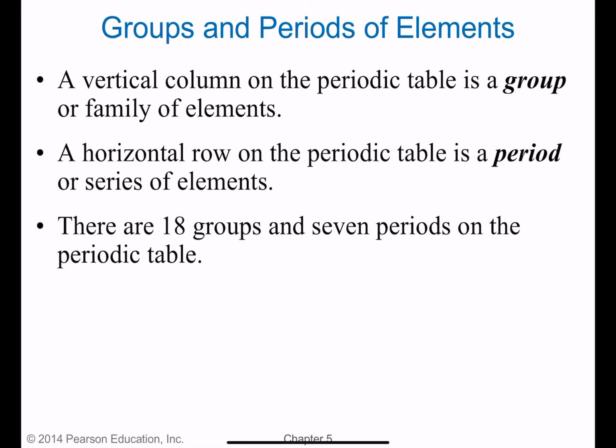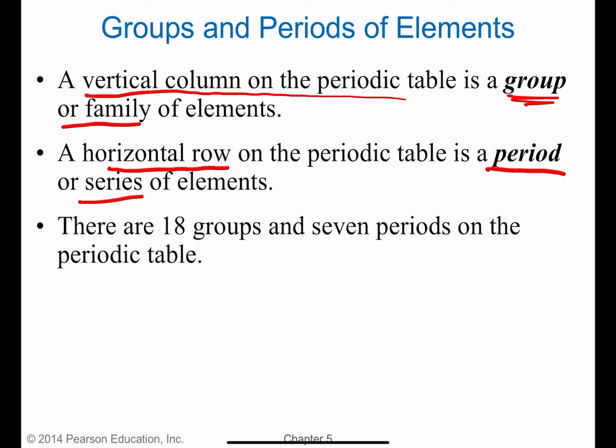In this video, we're going to talk about groups and periods on the periodic table, and then periodic trends and how we can predict properties simply based on an element's location on the periodic table. So a vertical column on the periodic table we call a group or a family. Horizontal rows we call periods or series, but group and period are what we will use most often. There's 18 groups and 7 periods.